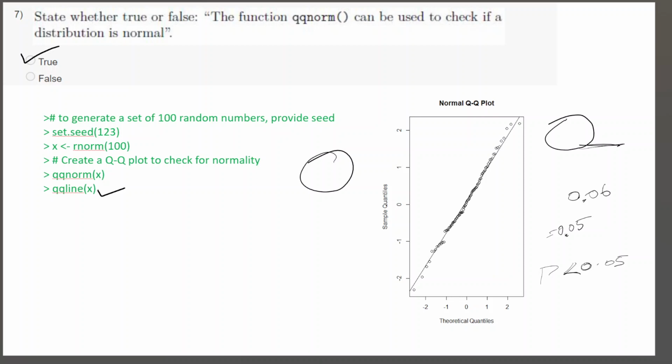Next question: state whether true or false. The function qqnorm can be used to check if the distribution is normal. What qqnorm does is generate a sample, a normal sample which follows a normal distribution, and it compares your given set of values with the normal generated values.